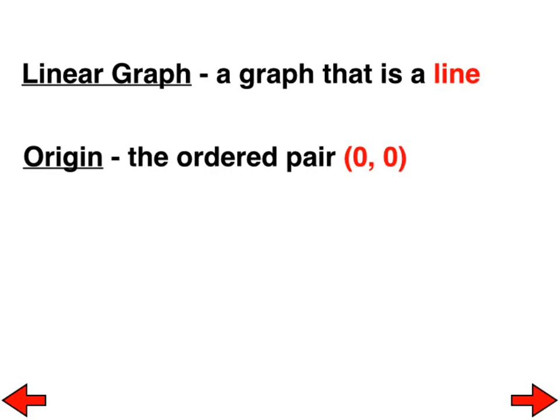Okay? So you're going to hear me now use those terms linear and origin instead of is it a line or does it go through (0, 0). And I notice a few of you aren't putting parentheses around your (0, 0). That's what makes it an ordered pair when you put parentheses around it. Make sure that you do that.